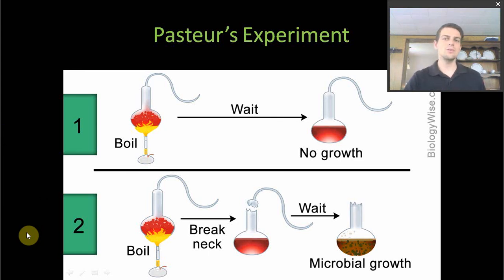So that would lead you to think that there's something in the air that is getting into the broth and causing it to spoil. And that would be germs or bacteria, microorganisms that are floating around. It could be mold even, and lots of different things that are floating around in the air. Yeah, so this is Louis Pasteur's experiment, just proving spontaneous generation.